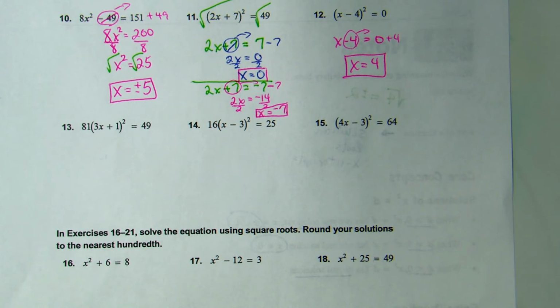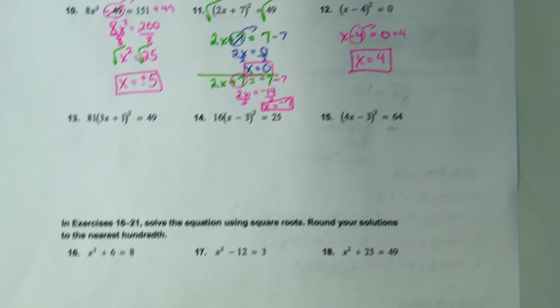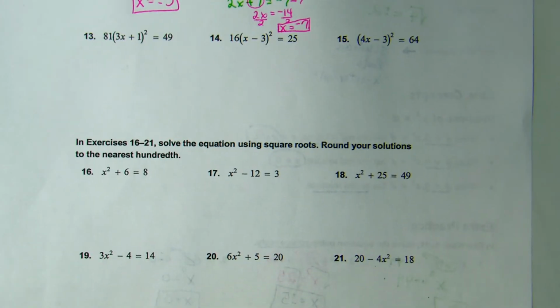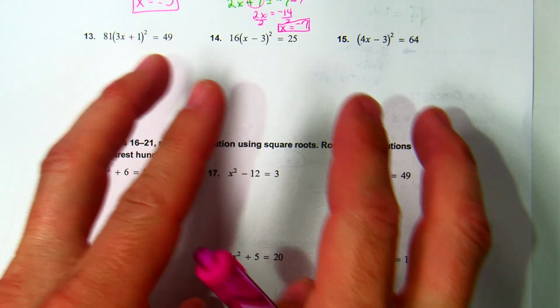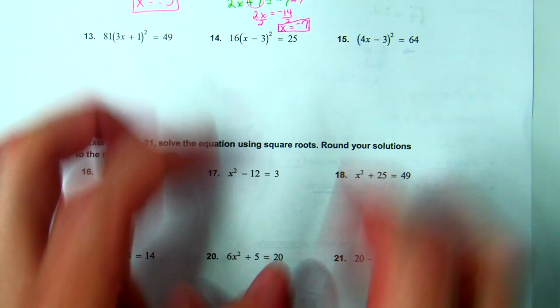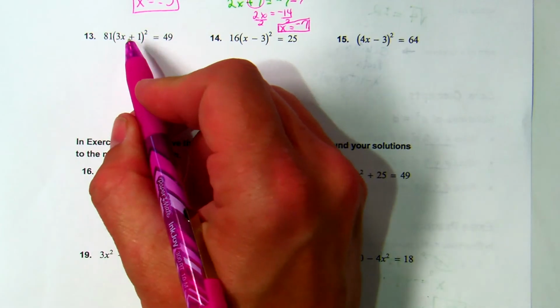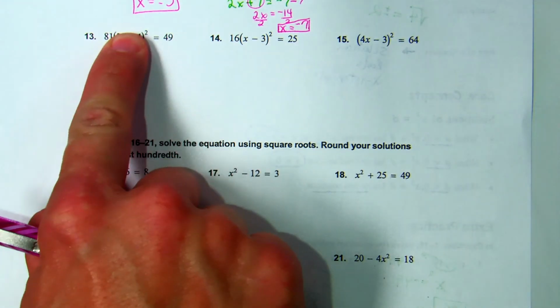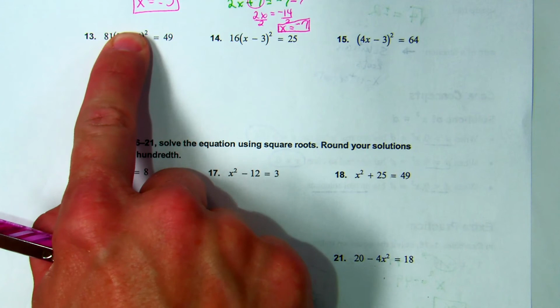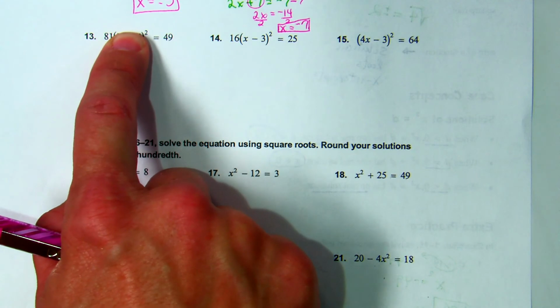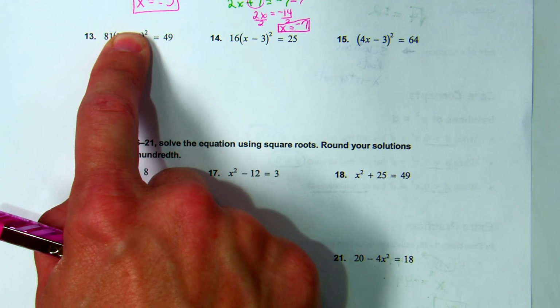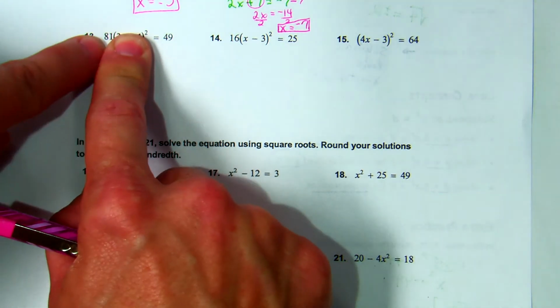On to number 13. I need to get the squared term, and I'm doing this outside the video, but I need to get the squared term by itself. Think about this as being like an x squared. How would I get rid of everything around the x squared to get it by itself? I'm going to divide by whatever's in front of the x squared.